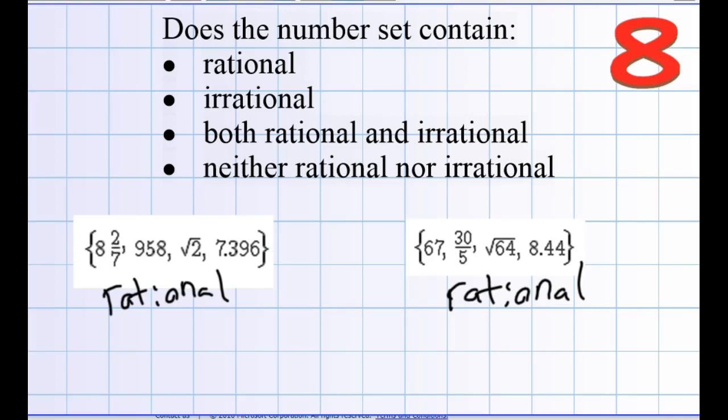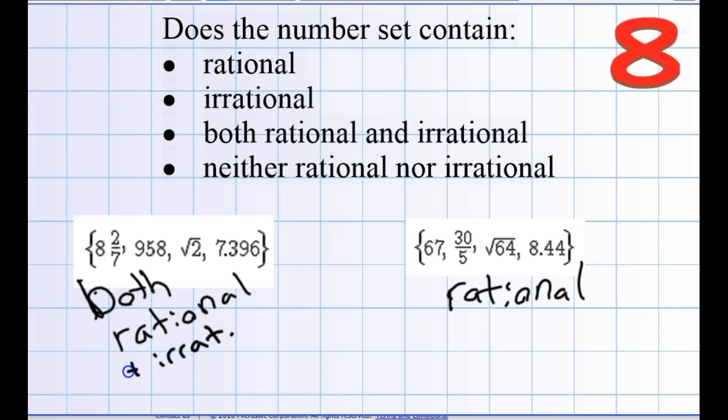Oh, hold on 1 second, I made one mistake. The square root of 2 is actually not a perfect square. Sorry, that's my fault. So 2 is not a perfect square. So this one would be irrational. This one would have both rational and irrational. Sorry guys, that's my fault. So both rational and irrational, and the other one is just rational.